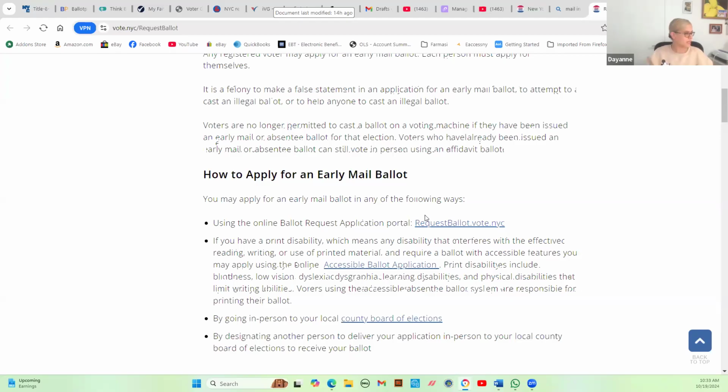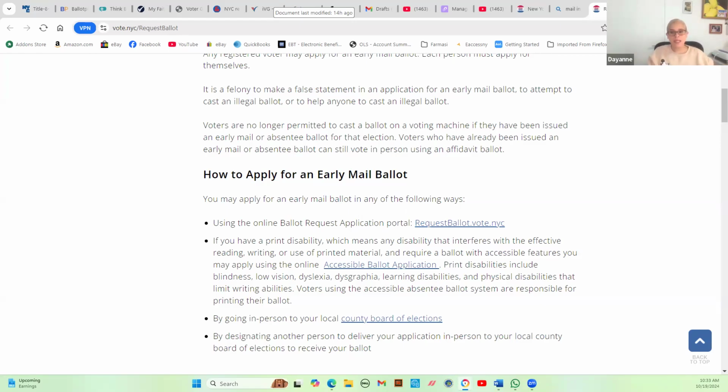Okay, so now that we have gone over this and now that you understand what the risk is, if you're going to request a mail-in ballot, you got to stick to it. You got to stay with it. You can still vote in person, but you would fill out an affidavit ballot.